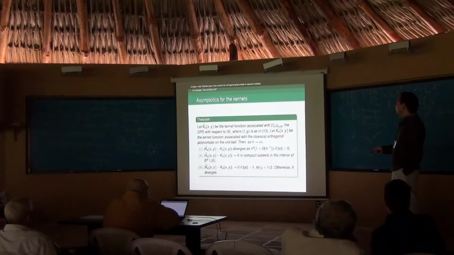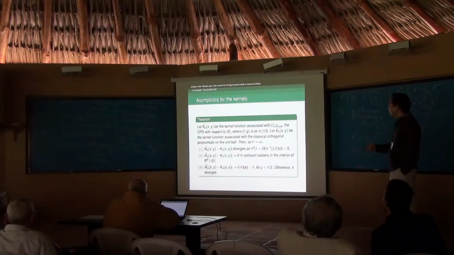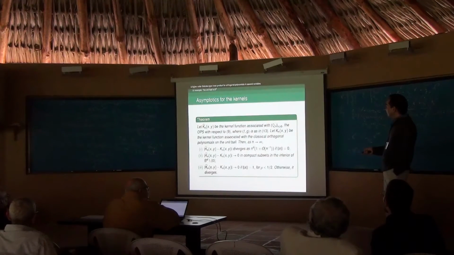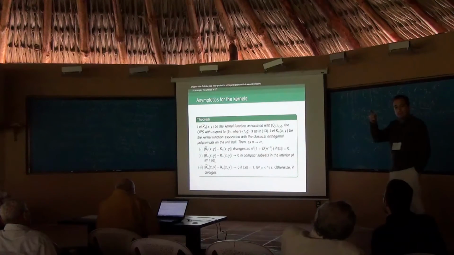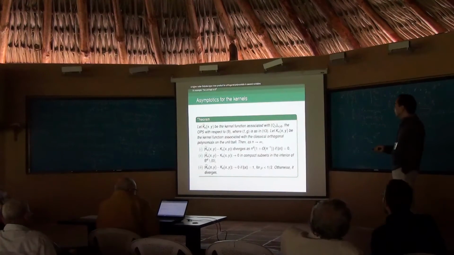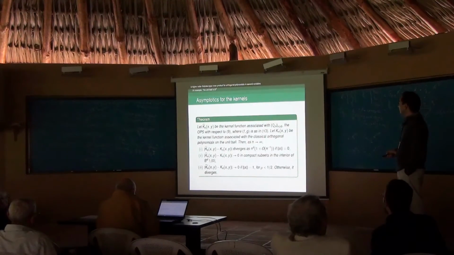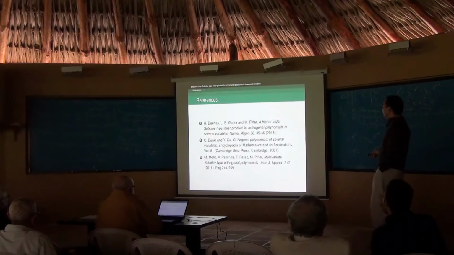And when you consider points on the boundary of the unit ball, then this difference goes to 0, but only when the parameter satisfies this condition. So you have 3 very different behaviors depending on the point when you want to know the asymptotics of this kernel. And that's basically it.